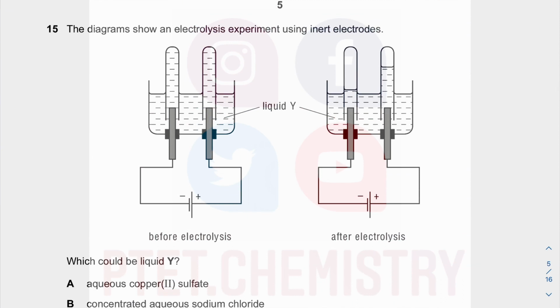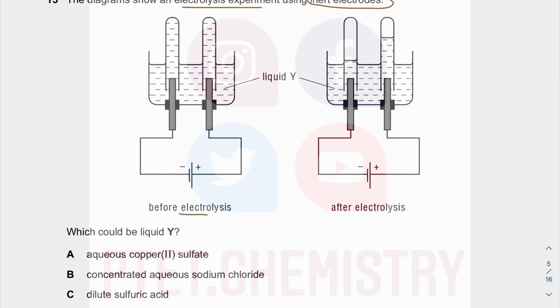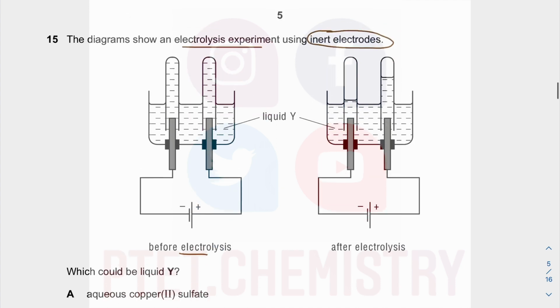Number 15, you have an electrolysis experiment. You use inert electrodes. Before electrolysis, you don't have any gas being formed. That's why your water fills up to the max. After electrolysis, you get some gas being formed at a greater volume than the other gas. And roughly, I hope you can see, this is 2 volumes. This is 1 volume.